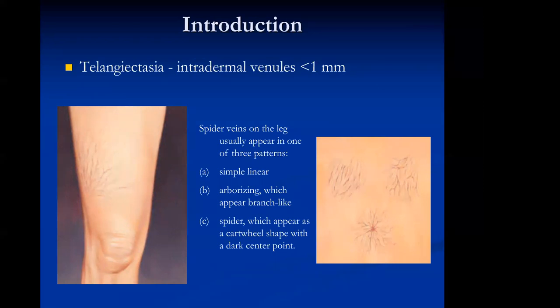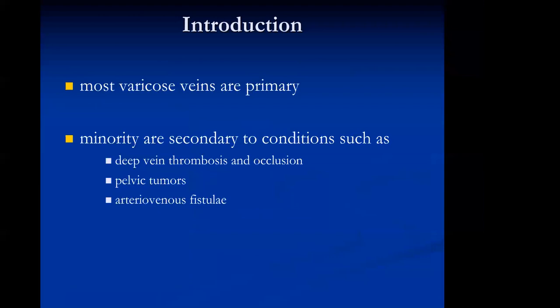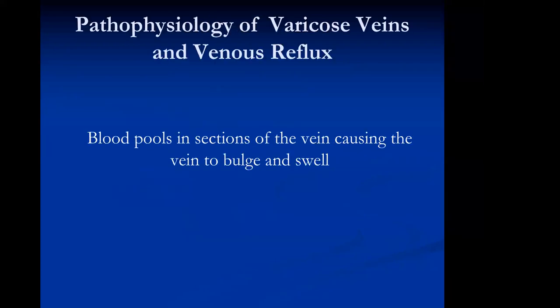And the most important thing is trying to triage the patients that do need to be evaluated, and that way we can actually get their venous insufficiency under control. Most of these varicose veins are primary. They just develop over time. Sometimes you do have pelvic tumors, AV fistula after trauma, and DVT that can lead to the varicosities.